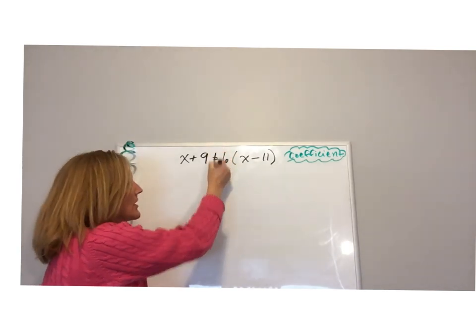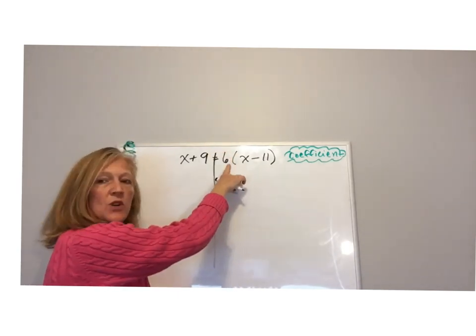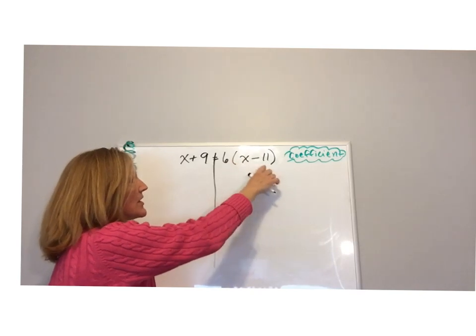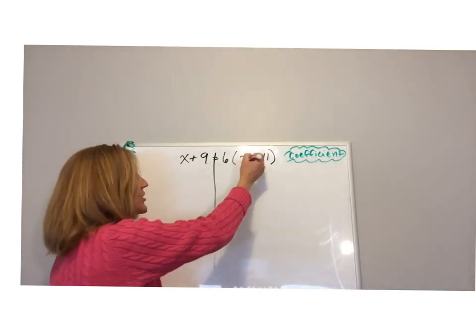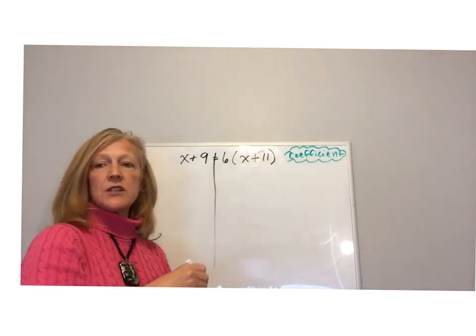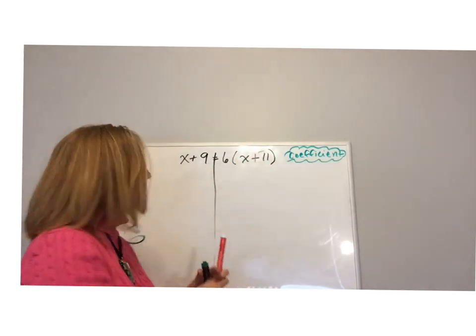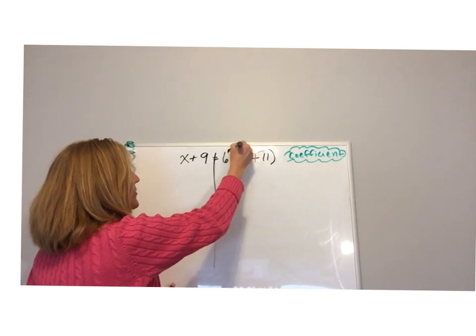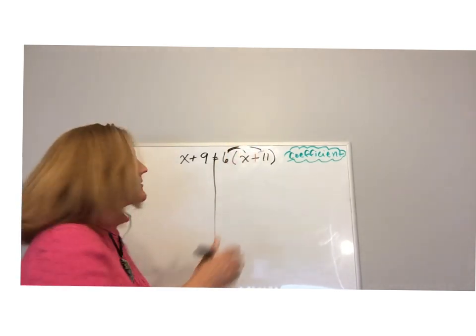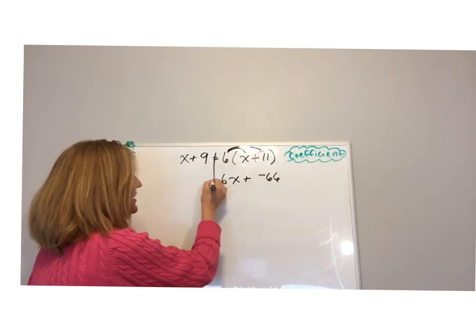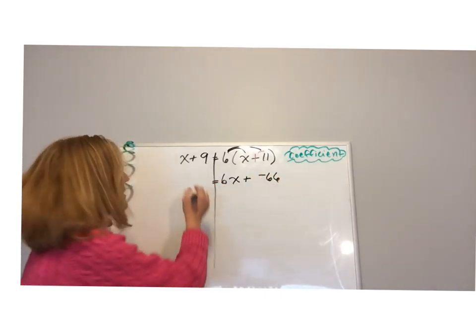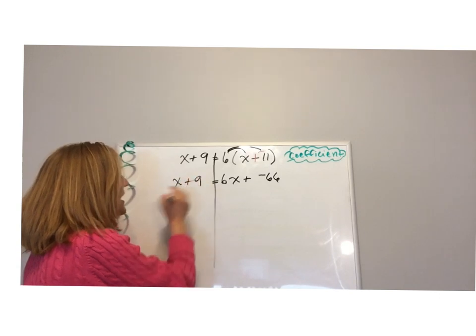And we know, let me draw the line down the middle, we know that means we're going to multiply everything in parentheses by 6. Please don't forget to change the subtraction to add the opposite first. So we know that's a negative 11. Now we can distribute the 6 to both parts. So we have 6x plus negative 66 on this side. This side is still x plus 9.